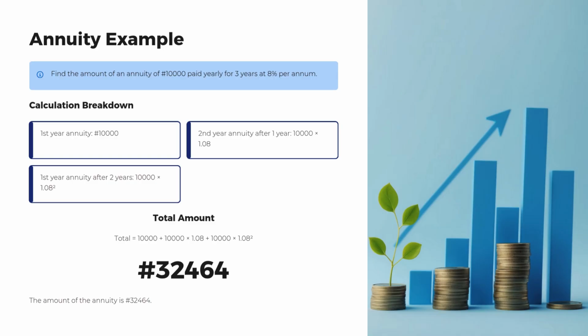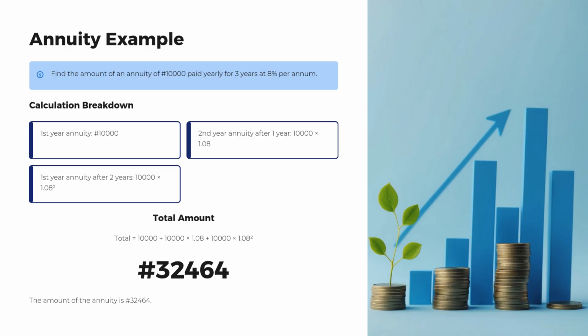Step 1. Understanding the concept. Each yearly payment earns interest for the number of years it remains invested. The first payment earns interest for 2 years. The second payment earns interest for 1 year. The third payment earns no interest because it is made at the end of the 3rd year.